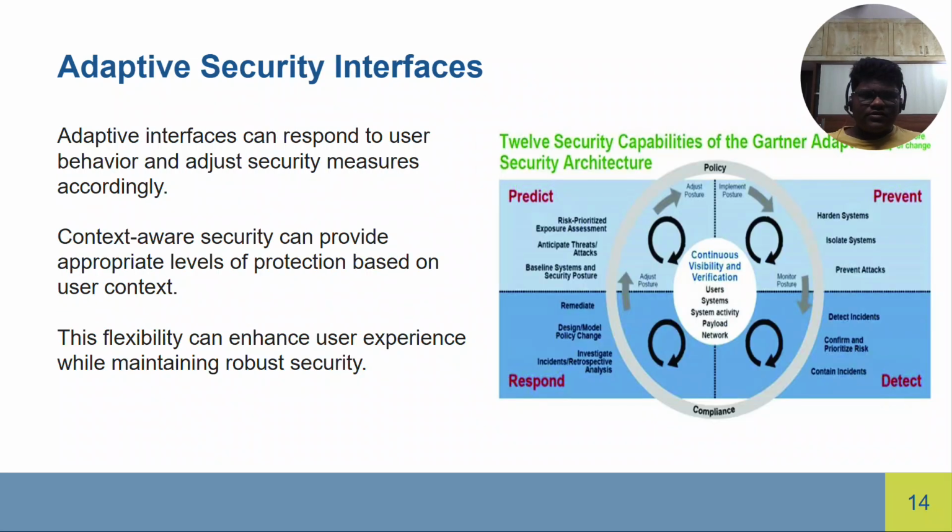Adaptive security interfaces. Adaptive interfaces can respond to user behavior and adjust security measures accordingly. Context aware security can provide appropriate levels of protection based on the user context. The flexibility can enhance user experience while maintaining robust security. Here in the diagram, we can see 12 such capabilities which predict, prevent, detect, and respond to security threats.